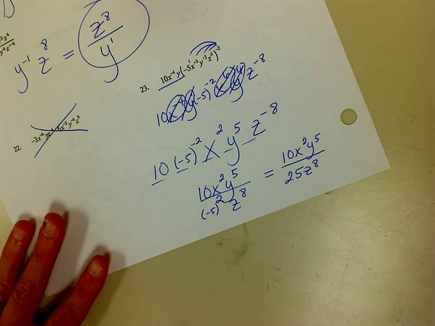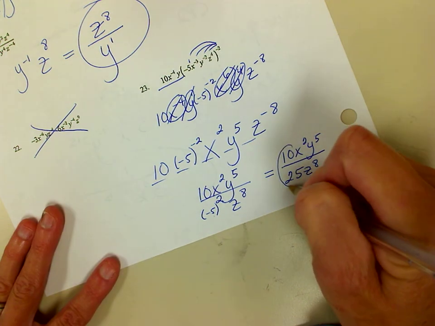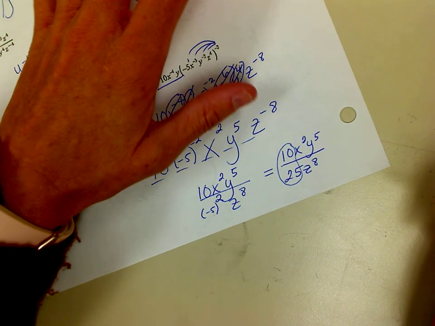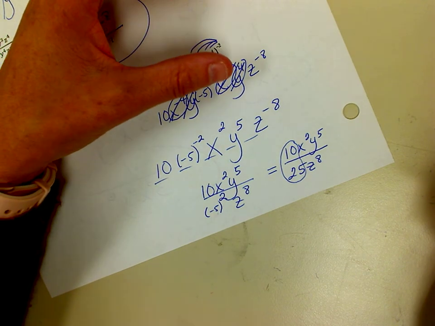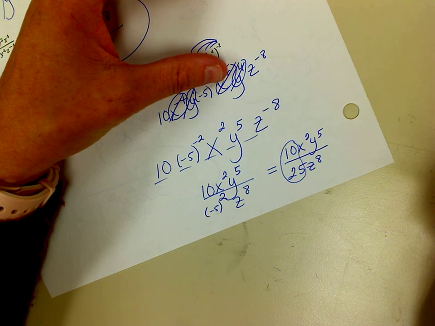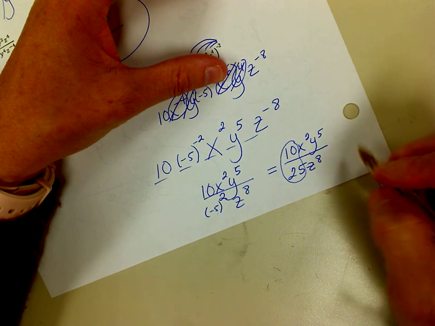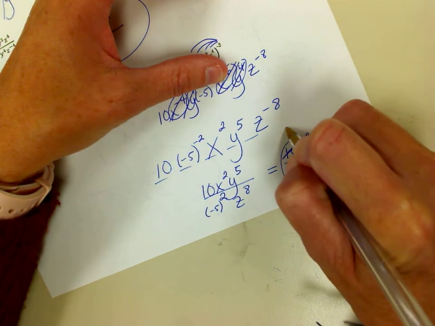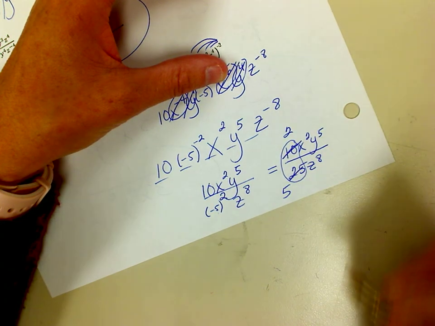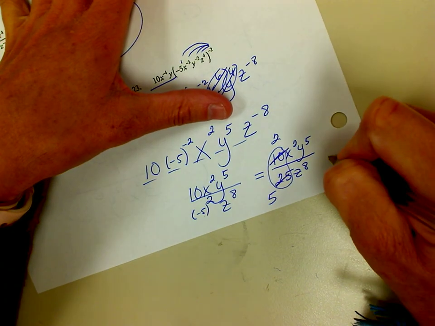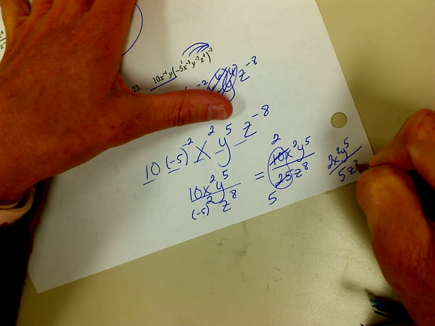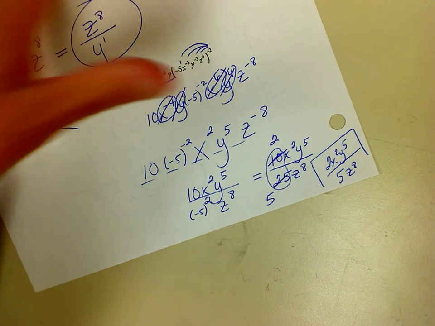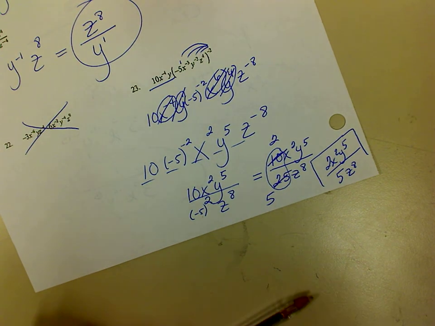And then the last thing I want to do is simplify 10/25. So if I do 10 divided by 25 in my graphing calculator, it's going to give you a decimal, and you want to change that to a fraction. So if you hit math, enter, enter, you're going to get 2/5. So this changes to a 2, and this changes to a 5. So my final answer is 2x squared y to the 5th, and then 5x to the 8th is my denominator. So that is my final answer to 23.